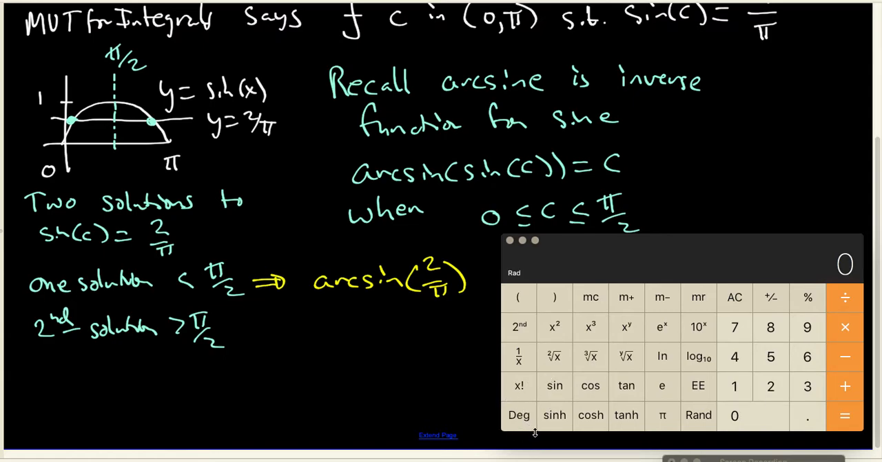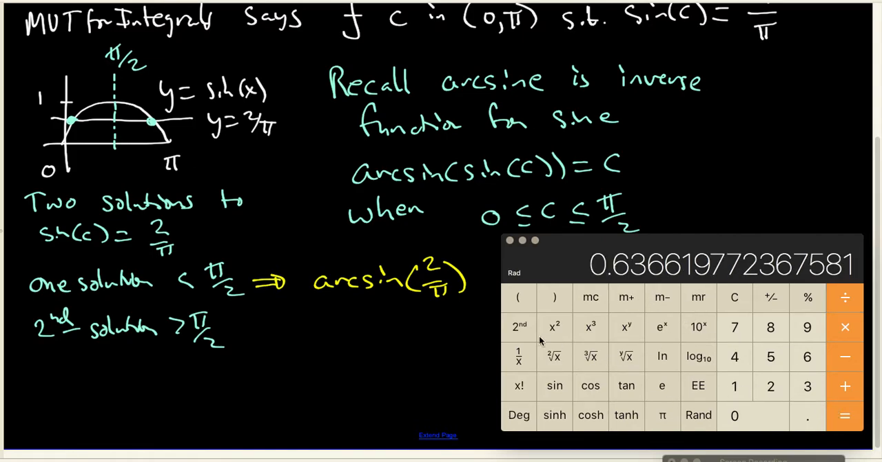On my Apple calculator, the degree button toggles between them, and when I have a radian up here, I know that I am in radians. And so now I simply do 2 divided by pi, and then hit the equal sign.